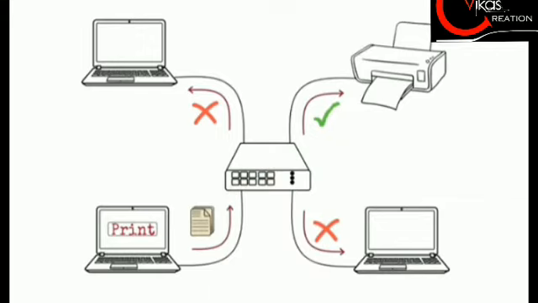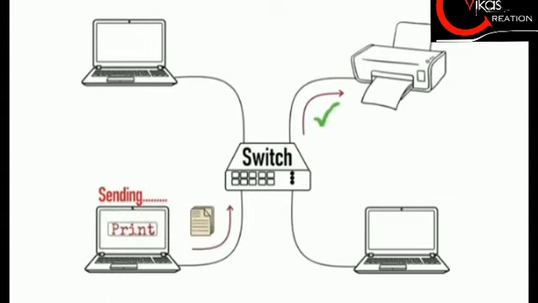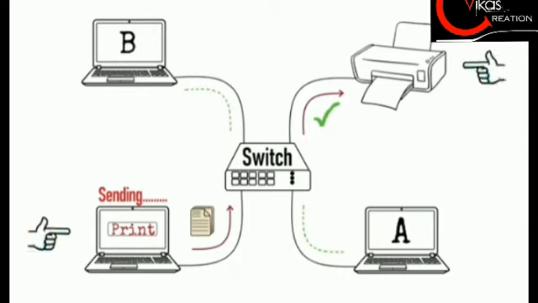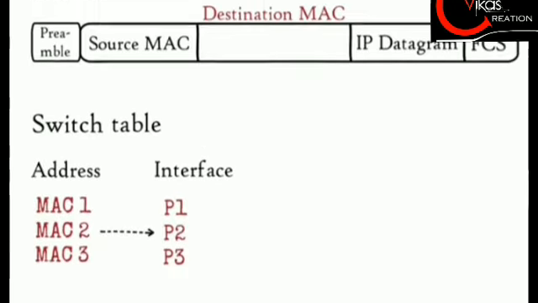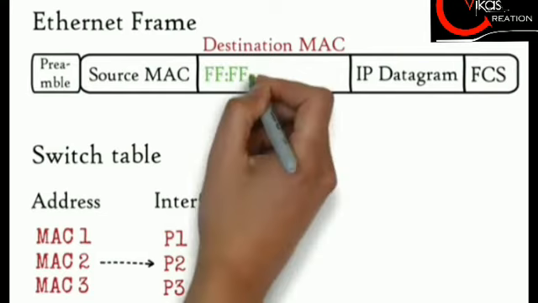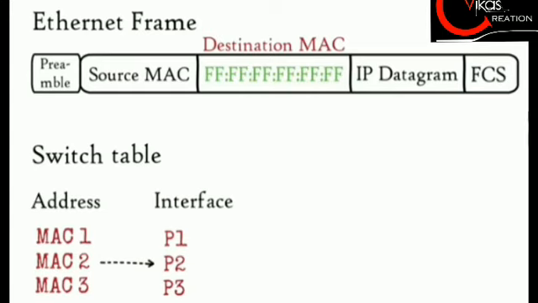On the other hand, if the central device is a switch, the file is sent to the printer only, that is unicast. Moreover, when the computer is busy sending a file to the printer, computer A and B can also communicate with each other without affecting the computer-printer link. That is, switched connection allows simultaneous communication. On the other hand, a hub allows only one device to communicate at a time. Please note, if the destination MAC address in the frame is the Ethernet broadcast address, then the switch also broadcasts the received frame.